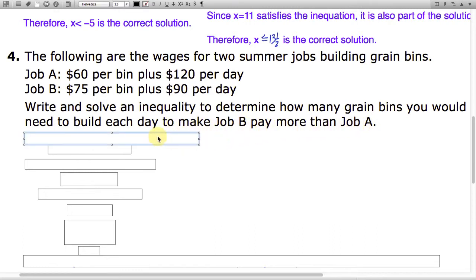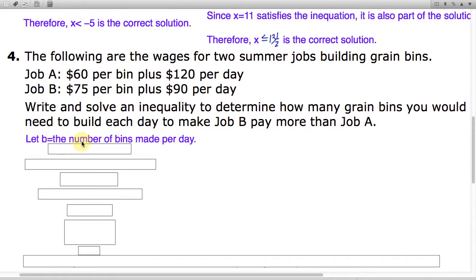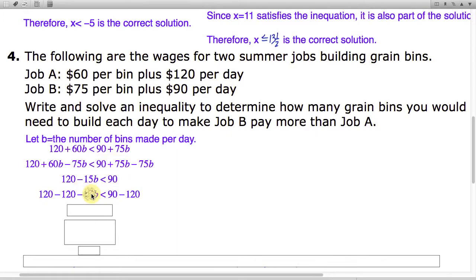So first of all, let's suppose that B is the number of bins that you make in a day. Let's calculate a day's pay. In job A, it would be $120 plus $60 per bin times the number of bins you make. In job B, it would be $90, right, 90 per day, plus you get $75 per bin times the number of bins.